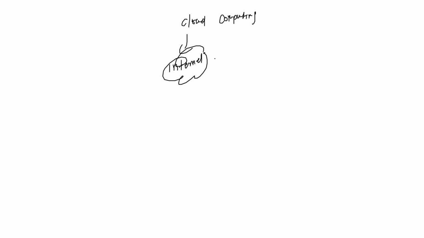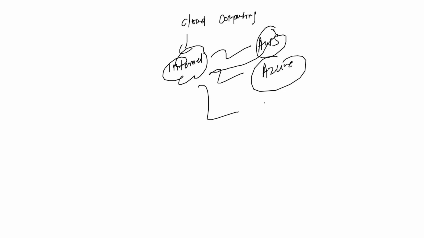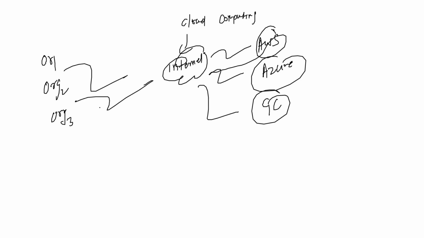So what are we going to access? Maybe my organization or your organization is going to migrate some application to AWS, right? Maybe to Azure. Maybe to GCP. Now, how are you going to access? Organization 1, organization 2, and organization 3 are going to access all those resources through the internet.